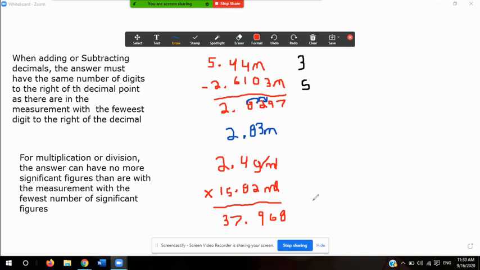So first, look at the rules of significant figures. For multiplication or division, it says that the answer can be no more significant than the measurement with the fewest number of significant figures. Again, it's the same rule as this one. What that means is this. I'm going to count how many significant figures are in 2.4. And if I look at 2.4, I know that there are two significant figures.